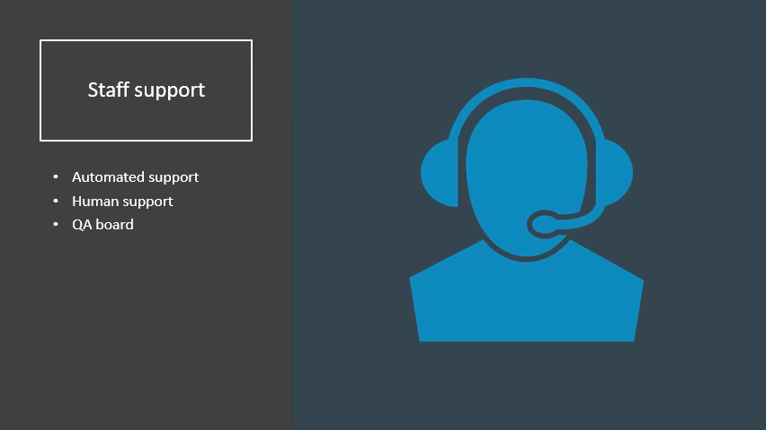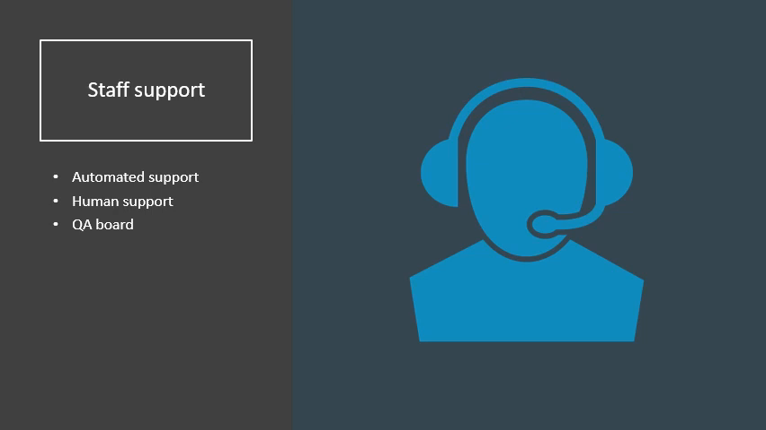There are three different approaches for staff support that we could have. It's automated support, human support, and a QA board. Automated support is where you create a chatbot and have a user talking to a chatbot. Issues occurring with this is the chatbot not understanding the different issues the user might have.